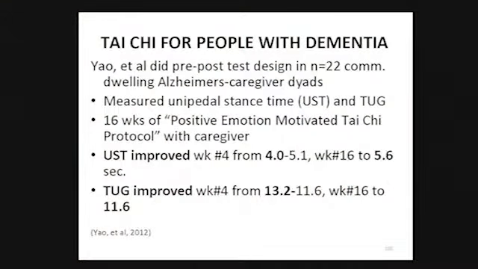Okay, Tai Chi for people with dementia. This even works for people who have cognitive impairment. Yao did a pre and post test design with 22 people using the caregiver as well as the patient together as a dyad. And they measured the unilateral stance and the TUG. They did 16 weeks of what they called a special positive emotion motivated Tai Chi protocol. The unilateral stance test improved from week 4 to 5.1, week 16 to 5.6 seconds. So better unilateral stance, and the timed up and go improved as well. So these are things that you can do for people with dementia, again with the assistance of their caregiver.